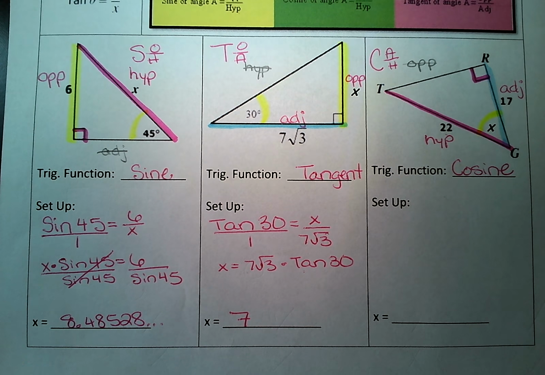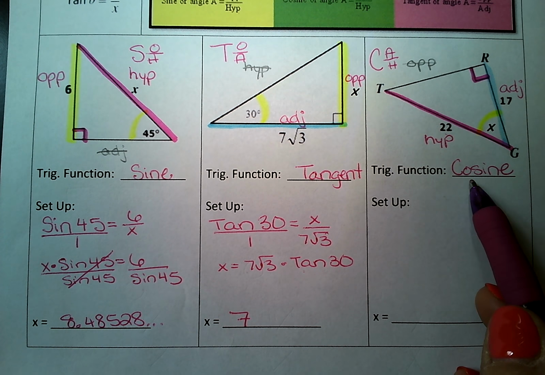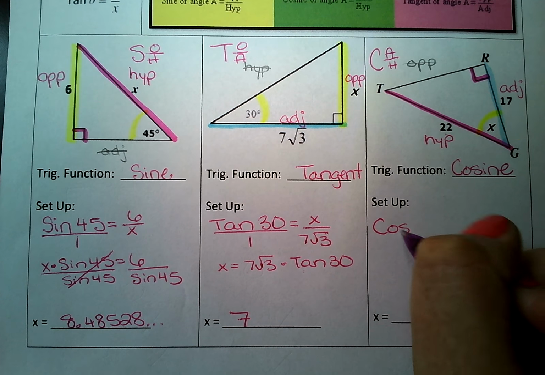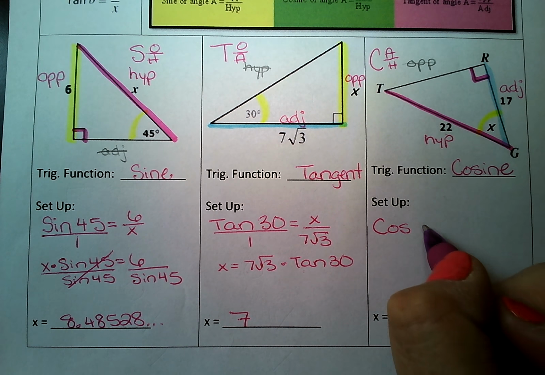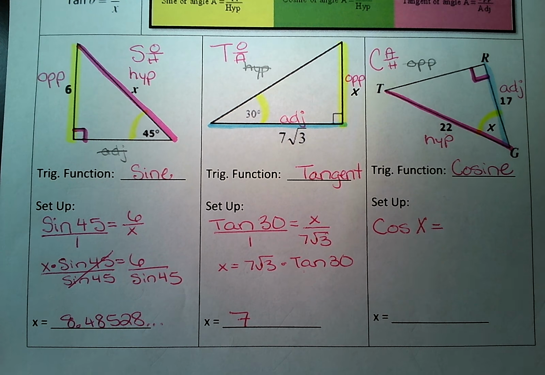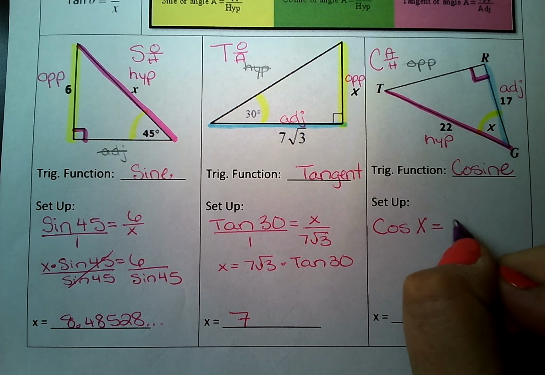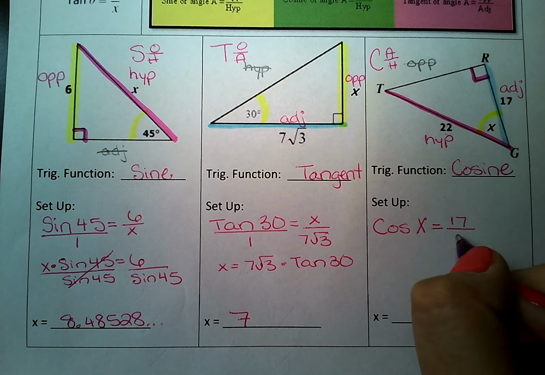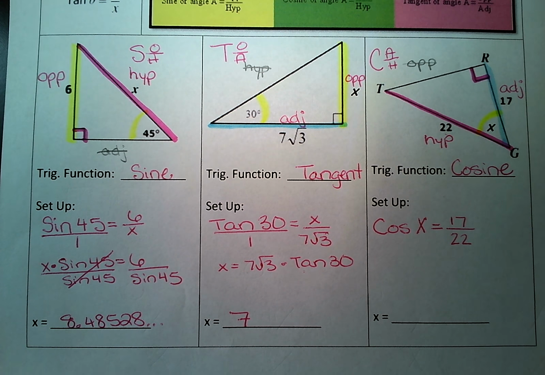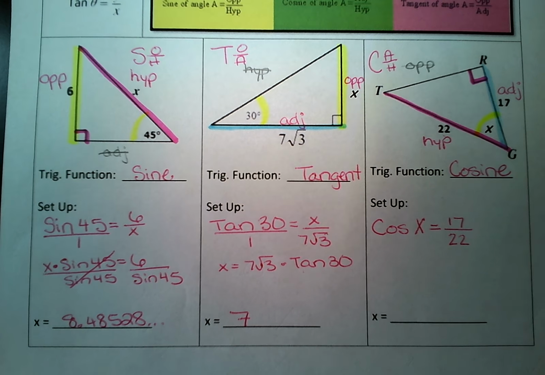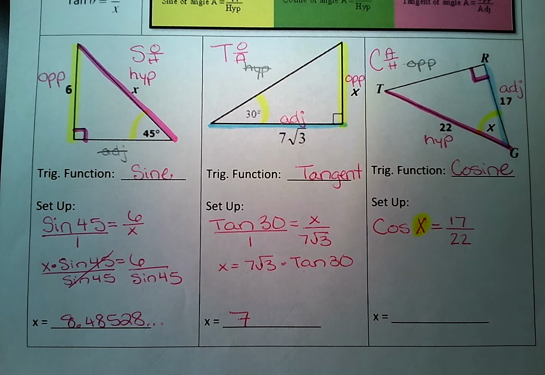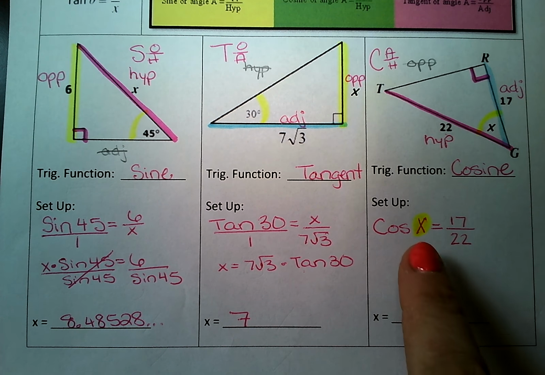In this last example, something special is about to happen. We've already decided we're using the cosine function. Remember, the angle is always attached to the trig function, so cosine of x equals the adjacent value, 17, over the hypotenuse, 22. Well, something different is happening here. This time, my variable is part of the trig value. I'm looking for the angle in this function. Cross multiplying won't help me here.